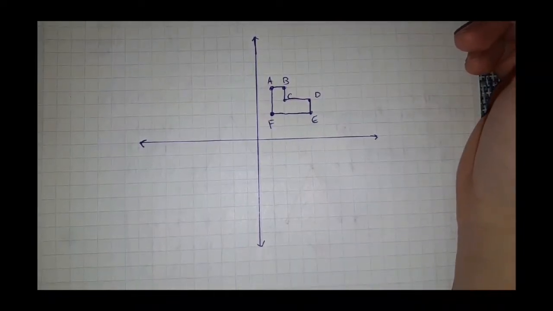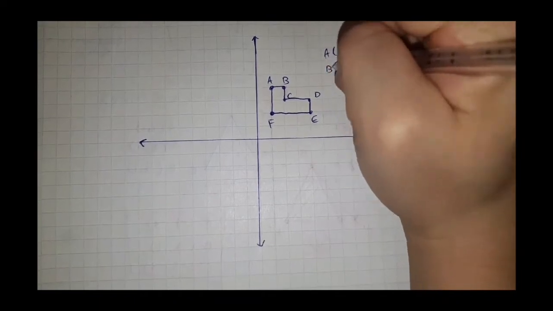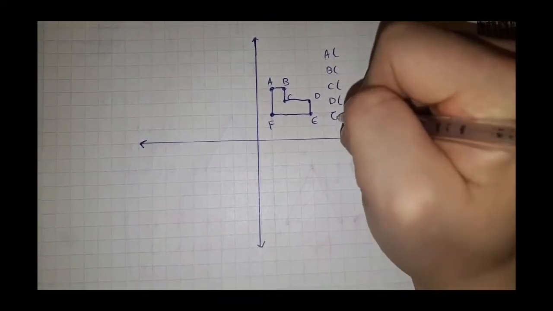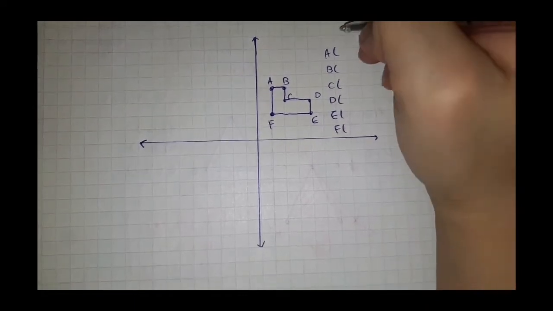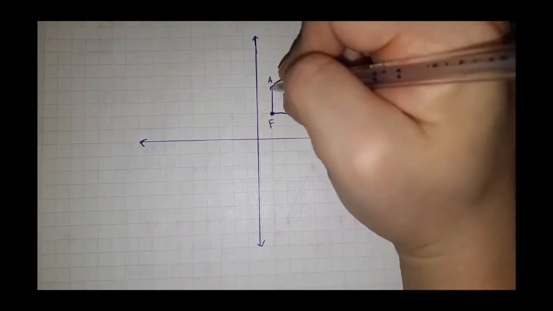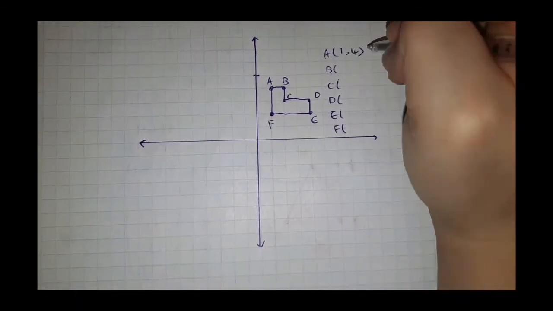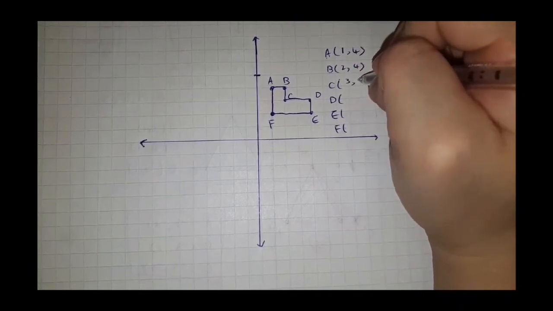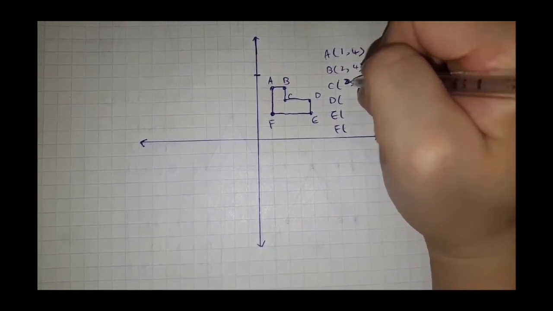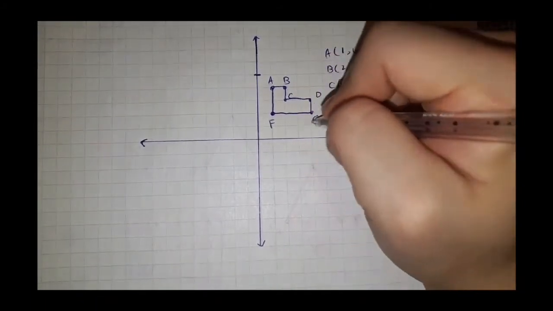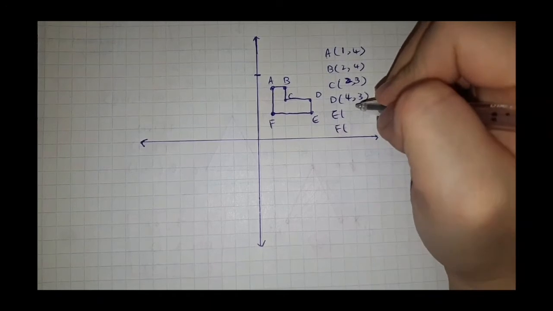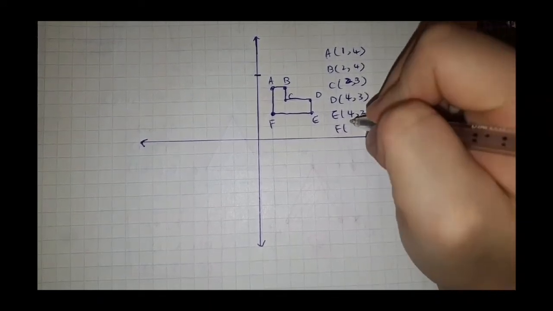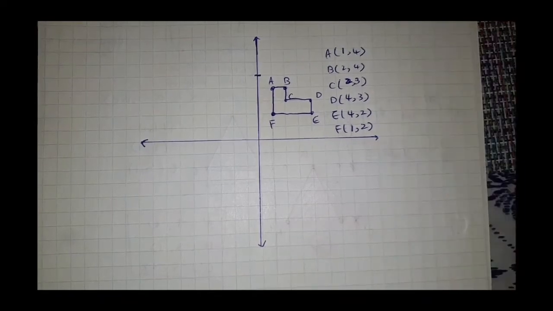So we have 6 coordinates, A to F. A is 1, 2, 3, 4. That's 5. So 4. B is 2, 4, 3. Oh, no. 2, 3. Sorry. 4, 3. 4, 2, 1, 2, something like that. That is the original figure's position, and everything is located in our quadrant 1.